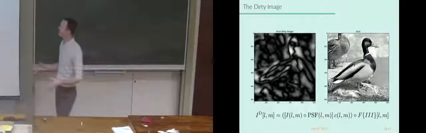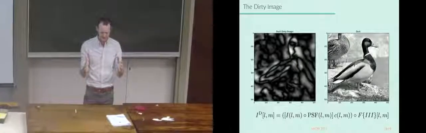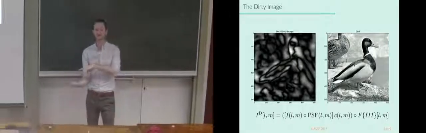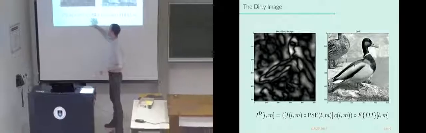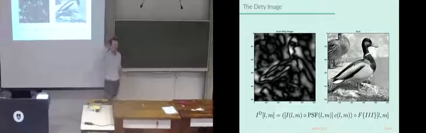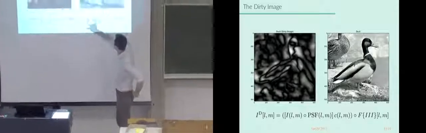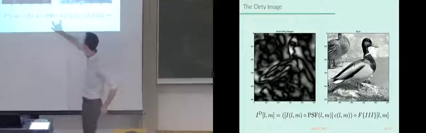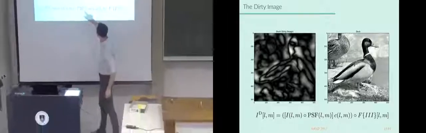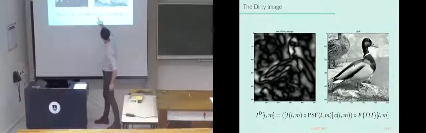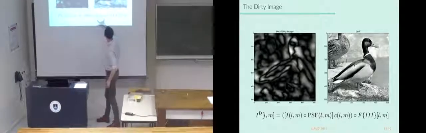The dirty image is simply the sampled visibilities, gridded and Fourier transformed. So it's your original image convolved with the PSF, which, remember, is the Fourier transform of your sampling function. And then this is your gridder in here. This notation needs to be slightly fixed, it should be a parentheses here, because it's a convolution of these two.